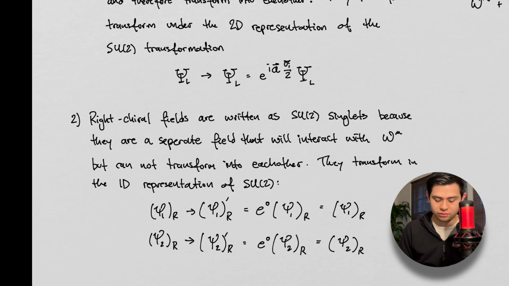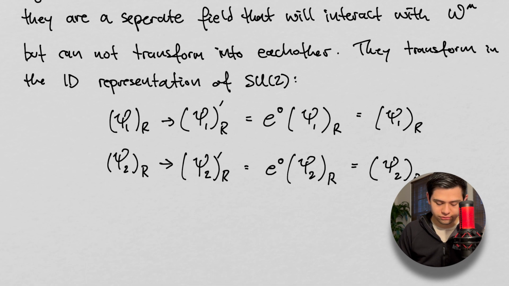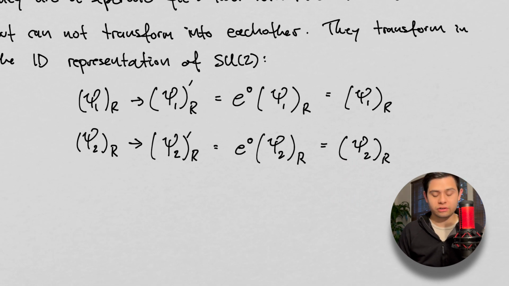Contrast this with the right chiral fields, which are written as singlets because they're a separate field and they interact with these W matrices, but cannot transform into each other. They transform by the 1D representation of SU2, right? And that 1D representation is just e to the 0. So this means that a transformed sigma in the right chiral form is going to look no different under that transformation.